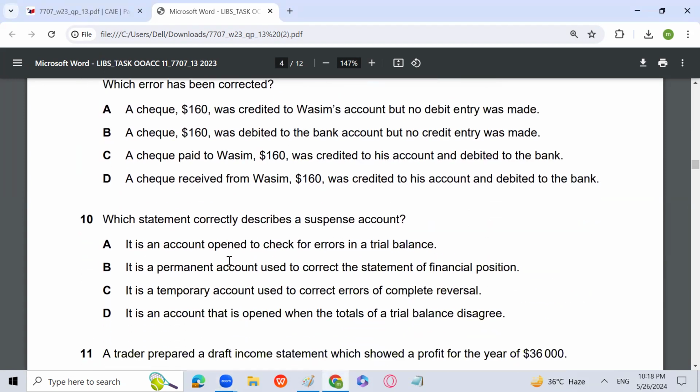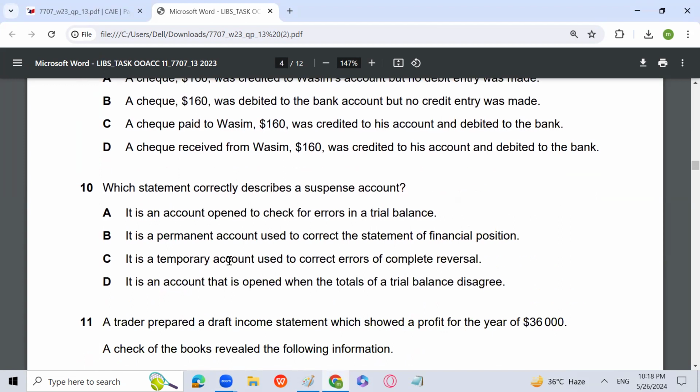Quite easy. Which statement correctly describes a suspense account? It is an account opened to check for errors in a trial balance. It is a permanent account used to correct the statement of financial position. It's a temporary account used to correct errors of complete reversal. It is an account that is opened when the totals of a trial balance disagree. Very simple. D is the answer.